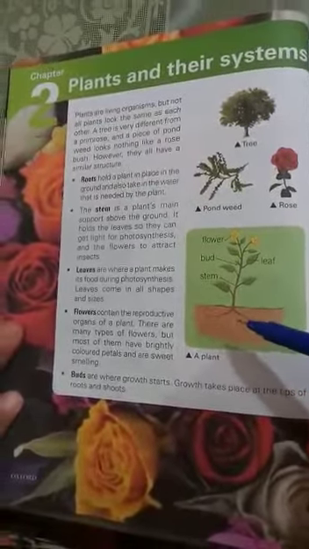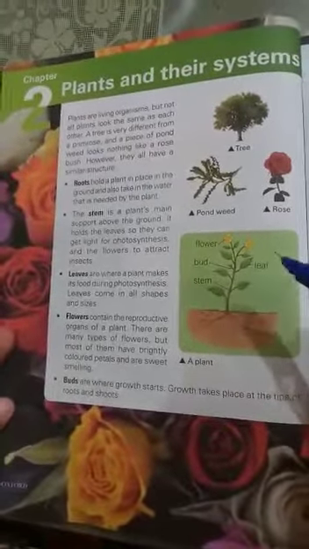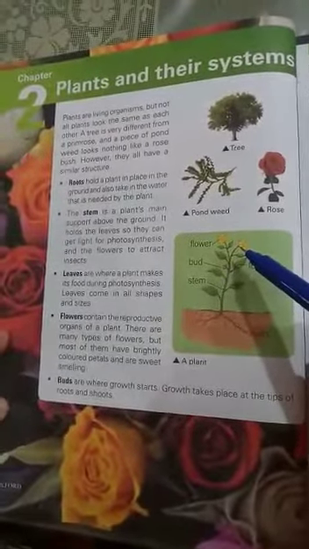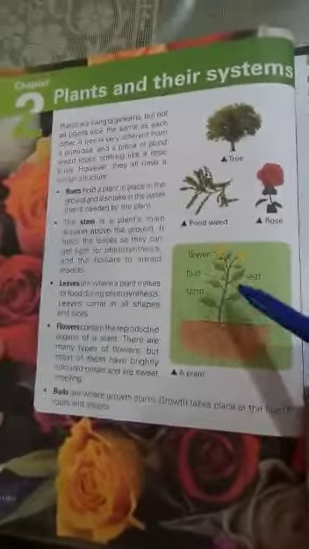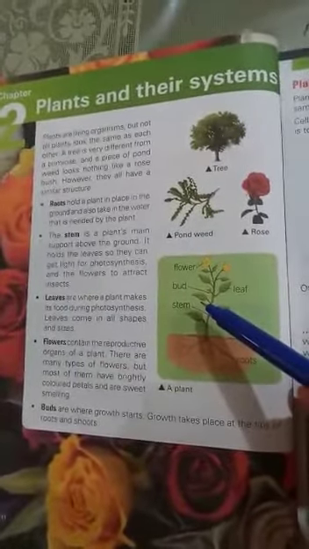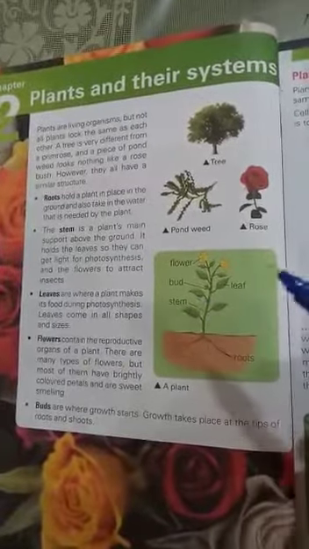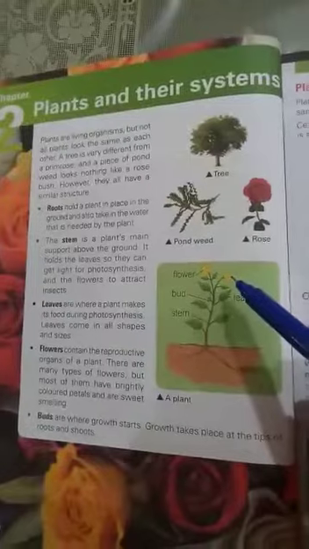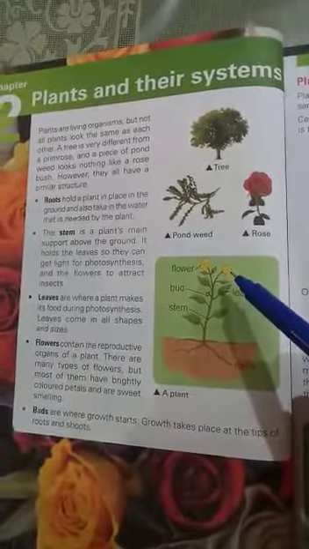Stem is the main support above the ground. Stem holds the leaves and flowers. The stem holds the leaves so that they can get light for the process of photosynthesis, and flowers so that insects can easily be attracted towards them.